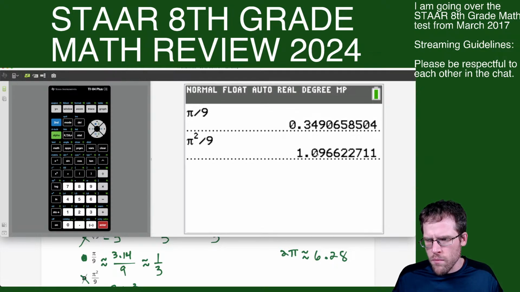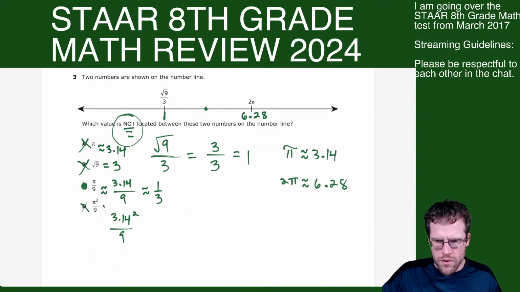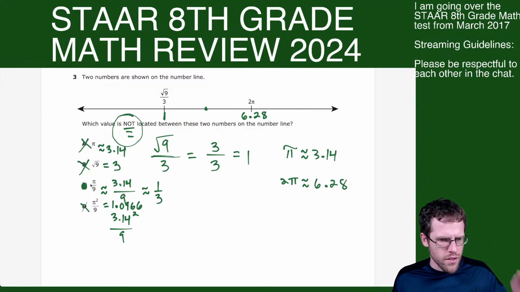And you could see here 1.0966. Okay, so 1.0966 if I had to get this last one. So 1.0966 is definitely between 1 and 6.28. So that's why choice C is definitely our answer here.